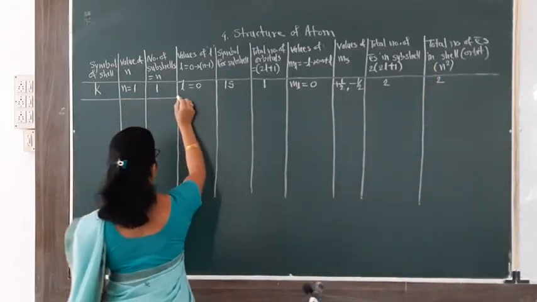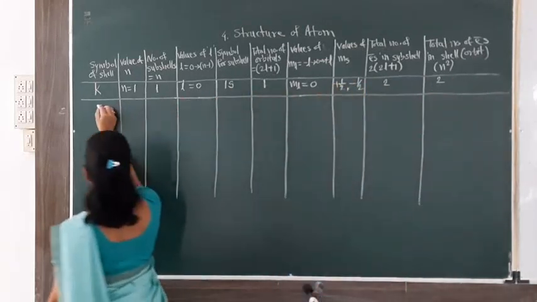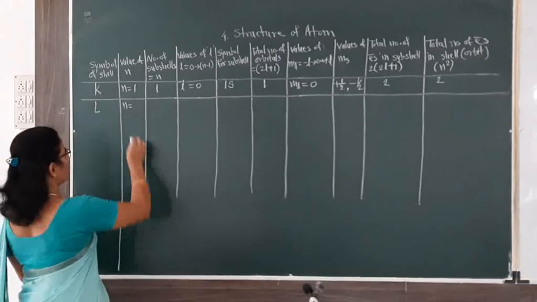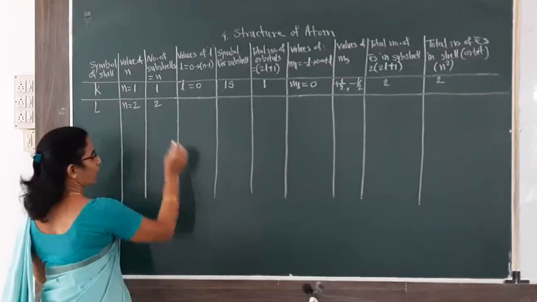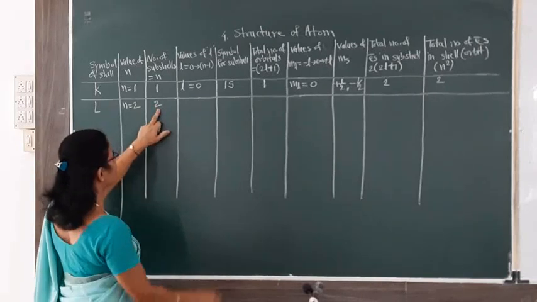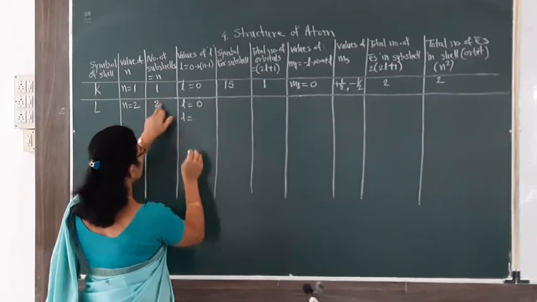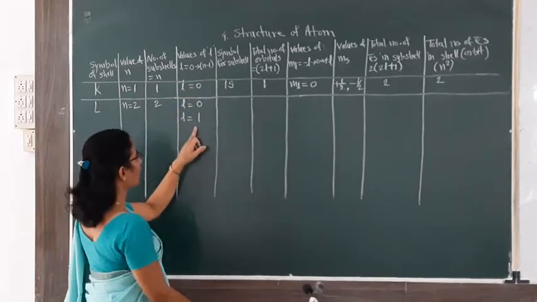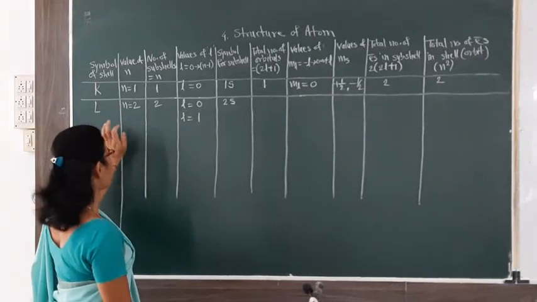Now let's see the next shell, the next orbit or main shell, which is named L. Now here for L, n is equal to 2, that is the second energy level. Now the number of subshells is 2. We have shown it here in the figure. The second shell possesses 2 subshells, and the values of l will start with 0 and end with n minus 1, that is 2 minus 1. So there are only 2 values of l, and with the help of these values you can indicate the names or symbols for those subshells.